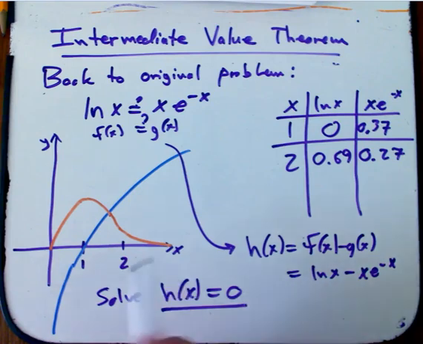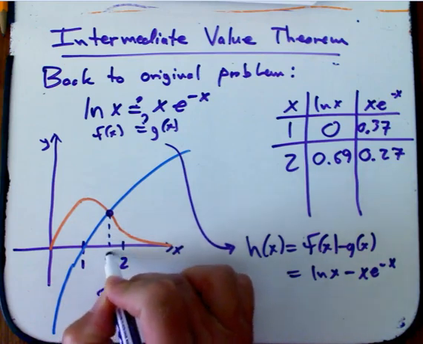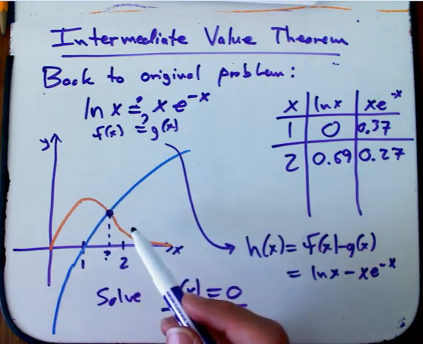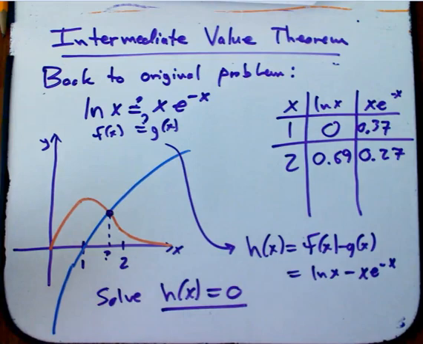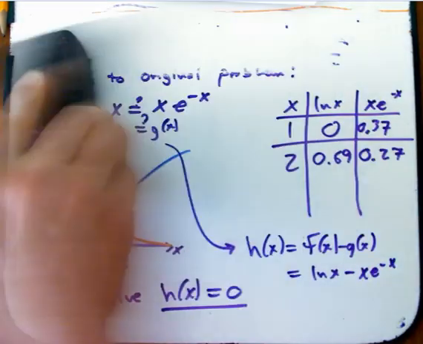Well, that's going to have a solution exactly where these two functions are equal, so it certainly looks pictorially like somewhere between 1 and 2 there should be a solution. And IVT, carefully done, can exactly tell us that. So let me see if I can fit it in up here.